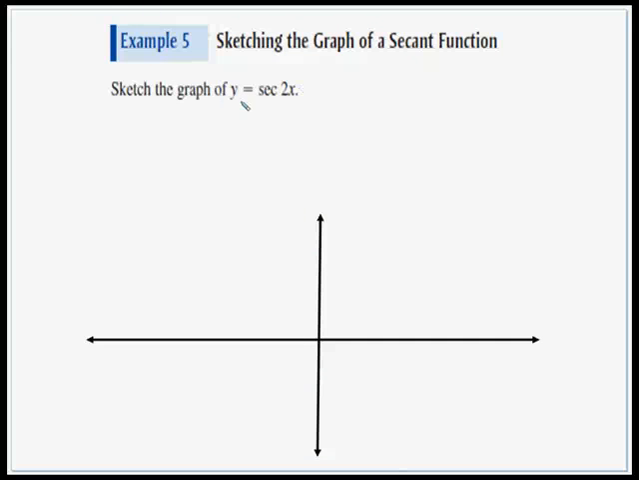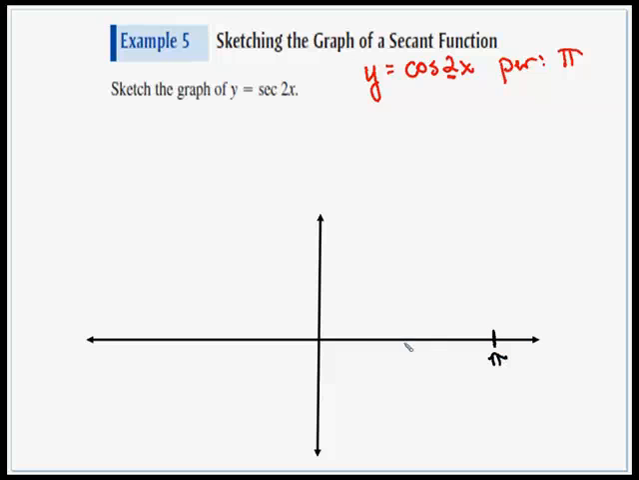Example 5, sketch the graph of y equals secant of 2x. So if we want to graph secant, its reciprocal is cosine. So first we're going to graph y equals the cosine of 2x. And this has a period of 2 pi divided by 2, or pi radians. So we're going to graph cosine with a period of pi radians.